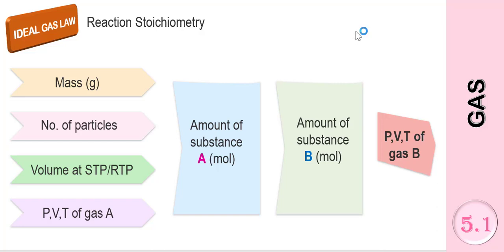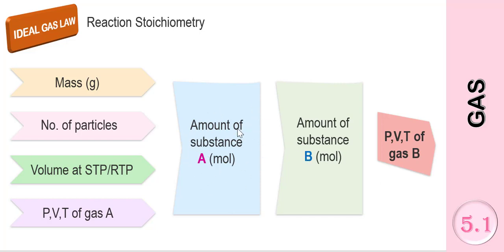Let's perform stoichiometry calculation using the ideal gas equation. So, if I have two substances that I name as substance A and B, we could find the moles of substance B if we have the moles of substance A.